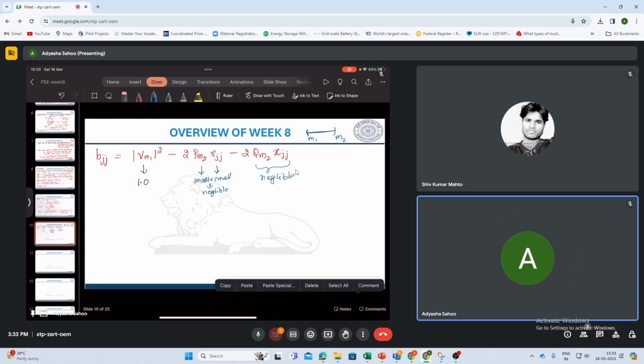So it turns out that this is a large quantity and we are subtracting two very small quantities, so that means Bjj will always be positive.